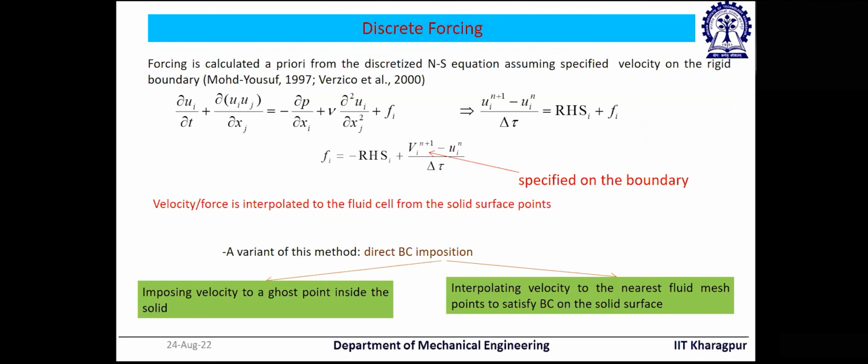A variant of this is known as discrete forcing, where instead of calculating the force from some elasticity relation, one specifies the boundary conditions into the Navier-Stokes equation, where the boundary is not conforming to the grid points, and calculates the resulting force there. And then this force is distributed to the nearby grid points. One way is imposing the velocity at a ghost point inside the solid. There is another way where, instead of imposing the velocity inside the solid, we can impose the velocity boundary condition at the nearest fluid mesh points.